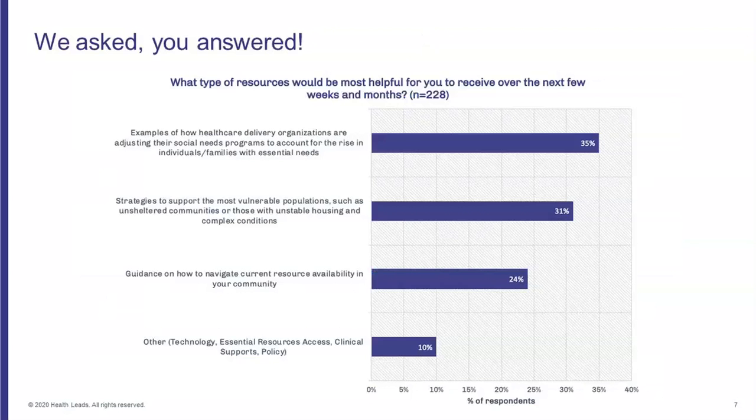We had reached out to our network and asked what would be most useful to you during these upcoming weeks and months during the COVID-19 crisis. We received a lot of responses on what you thought would be most helpful. The top 3 that you can see here are how others are adjusting their social needs programs to account for the rise in individuals and families with essential needs, some strategies to support the most vulnerable populations, and some guidance on how to navigate current resource availability in your community.